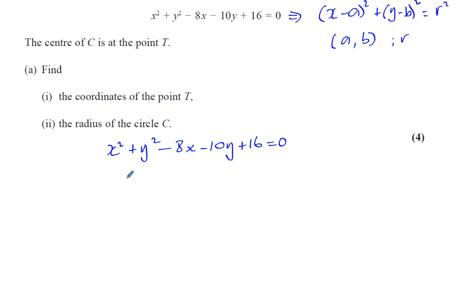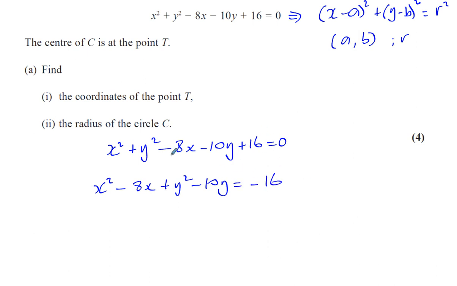Good. Now what we want to do is complete the square to make it look like squared brackets. So for the x terms and the y terms, I need to complete the square. What I'll do is write x squared minus 8x plus y squared minus 10y. I don't want this 16, so I'll just subtract 16 from both sides.